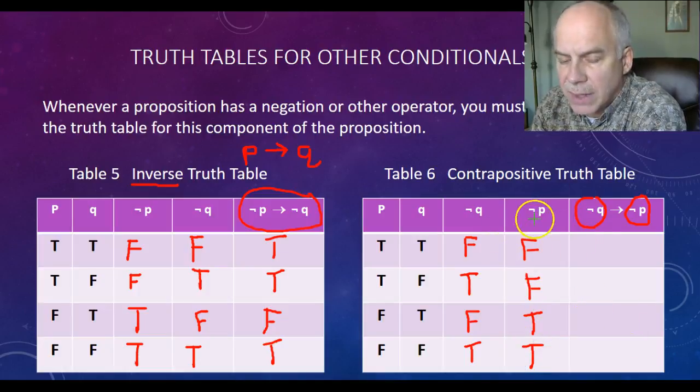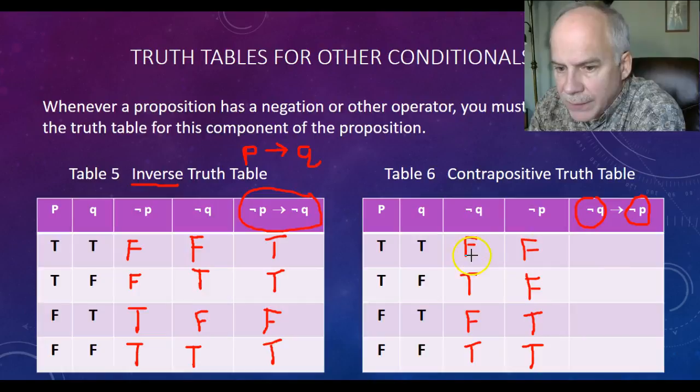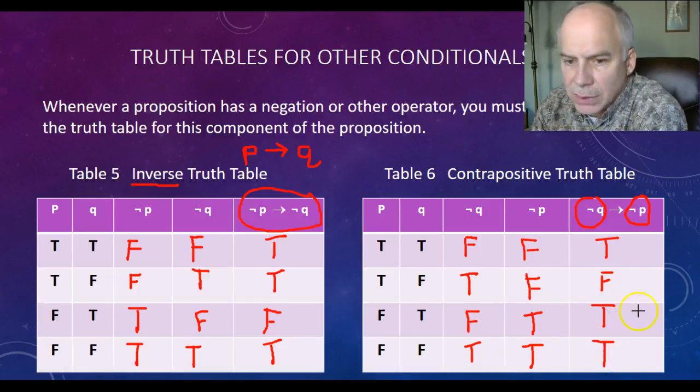Okay, so now we have the negation columns. Now we'll do the implication, the if-then, or the conditional statement that we get using these two columns. Now, when is this type of conditional false? It's only in the case when the first thing is true, but the second thing is false. So that's false, but all the other times it's true. So this is the truth table for the contrapositive.